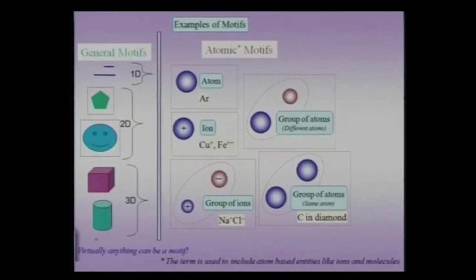It was also important for us to consider atomic motifs as listed on the right hand side, and we saw that they could be a single atom like an argon atom, there could be a single ion, there could be a group of ions or a group of atoms. An example which of course we will consider in detail later is the example of a sodium and a chlorine ion, the sodium ion being positively charged and the chlorine ion being negatively charged. So we see that there is considerable variety when it comes to the various kinds of motifs which are possible.